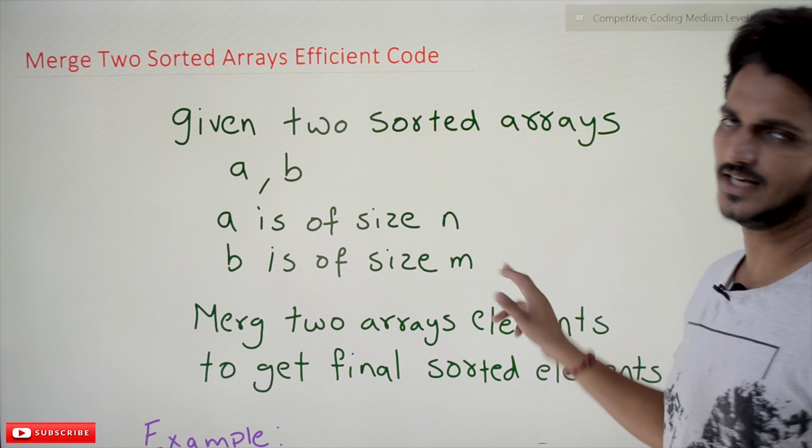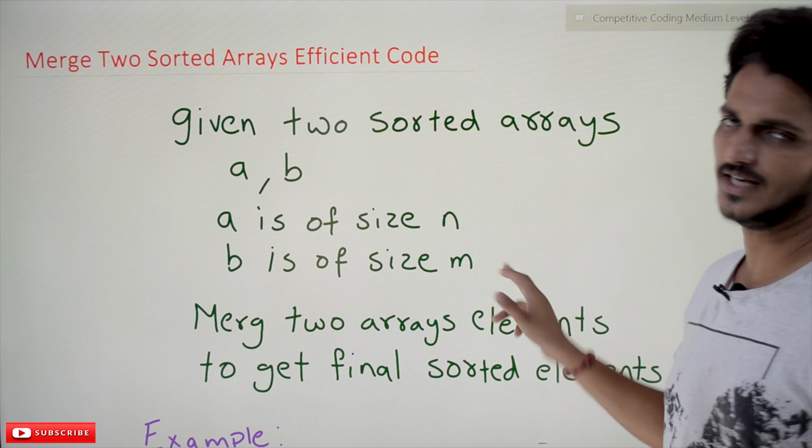But the condition here is, let's take an example and we will understand the condition. A is equal to 1, 5, 7, 8. Elements are already in ascending order. B is equal to 2, 4, 9. Elements are in ascending order. We have to get an output of 1, 2, 4, 5, 7, 8, 9.